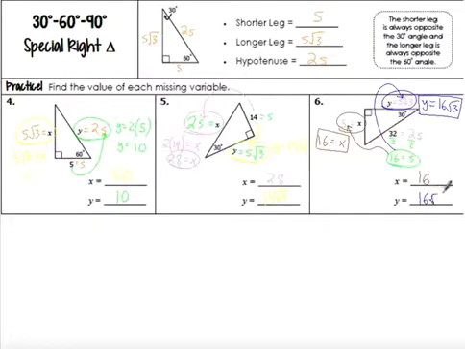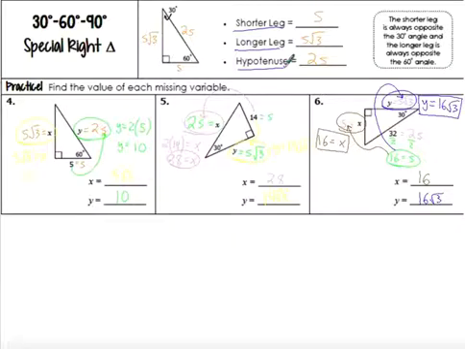So 16 root 3. So guys, the key with these, you are labeling your sides as s, s root 3, and 2s, based on which is the shorter leg, which is the long leg, which is the hypotenuse. And then based on which one we have information about, the shorter leg, the long leg, or the hypotenuse, you work from that to find what s is.